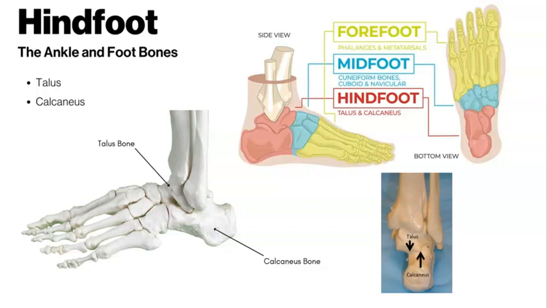And the other important bone here is the calcaneus, also called the heel bone. It is the largest tarsal bone and sits below the talus. It forms a foundation for the heel and provides leverage for the Achilles tendon, which attaches to its posterior surface.